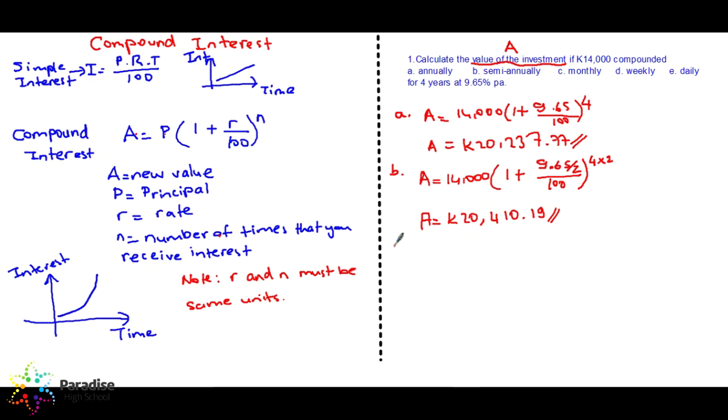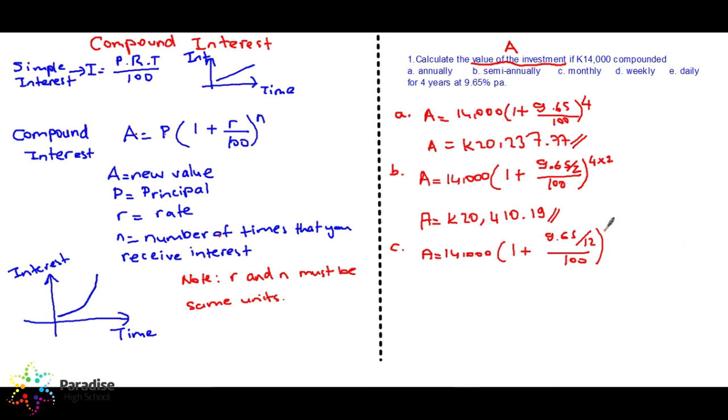So let's look at number C now. This time it is compounded monthly. So then A is equal to, P is 14,000, compounded monthly, 1 plus. What is my monthly rate? It's going to be 9.65 divided by 12 over 100. This is your yearly rate divided by 12, which gives you the monthly rate.